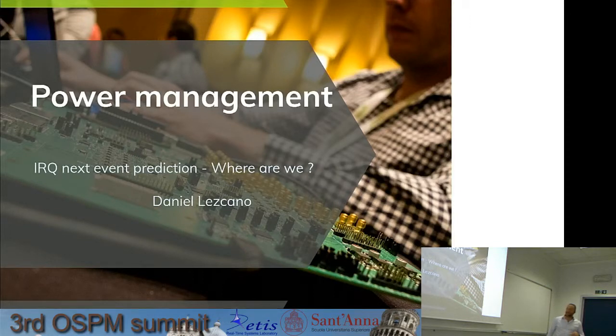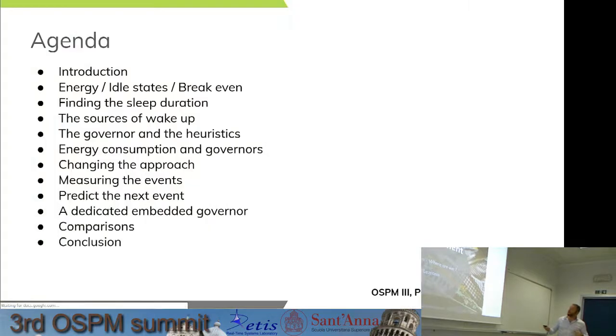So this presentation is about trying to predict the next event on the system. It took some time to identify the sources of misprediction, and this presentation has some overlap with Raphael's presentation we did yesterday.